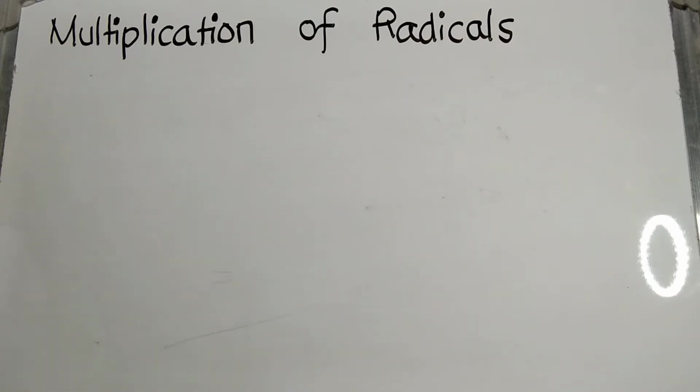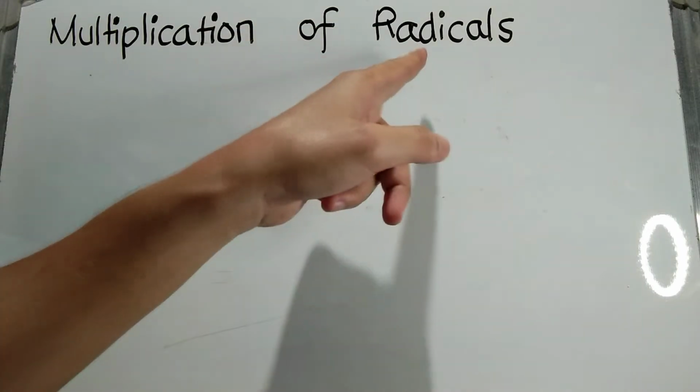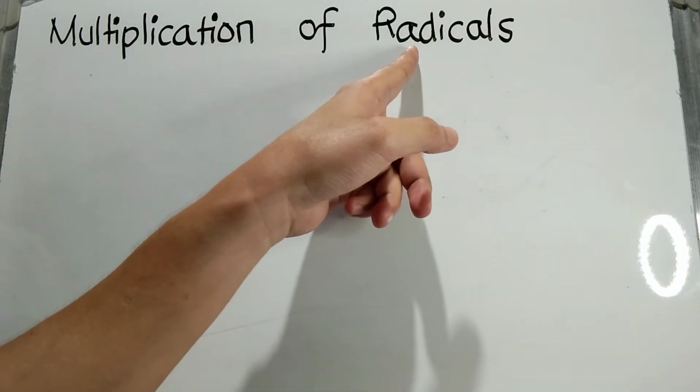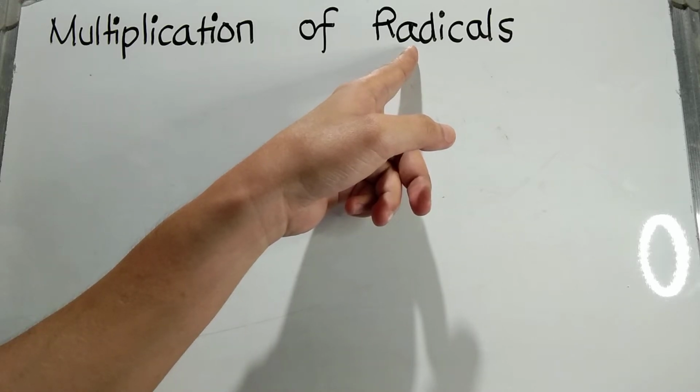For today's video, we will discuss multiplication of radicals. Now from the word itself, a radical in mathematics is an expression having a square root, cube root, fourth root, or any other radical figure having indices.